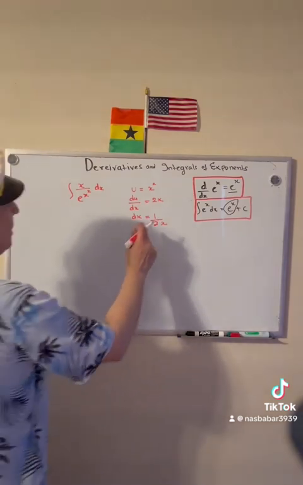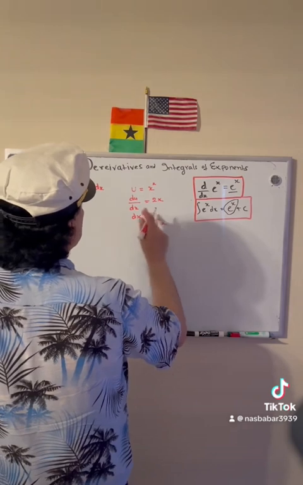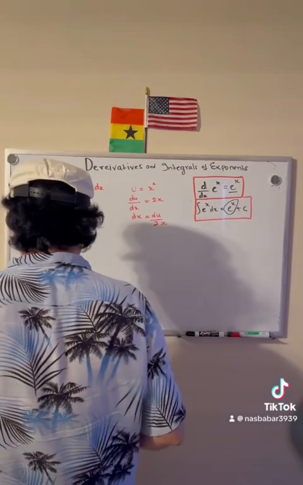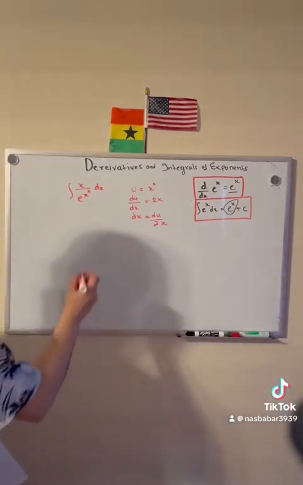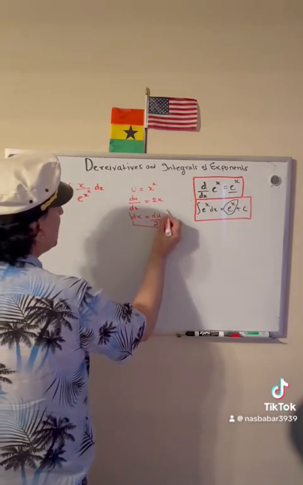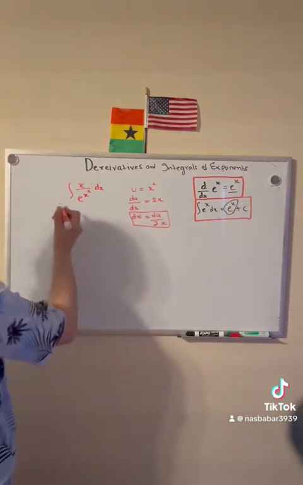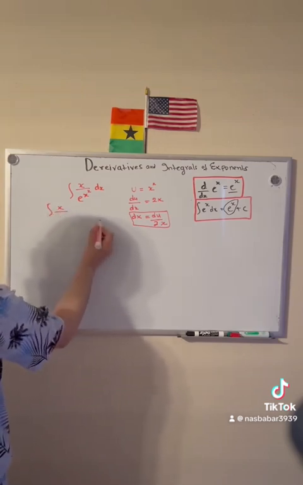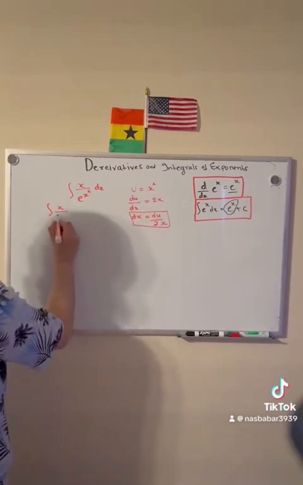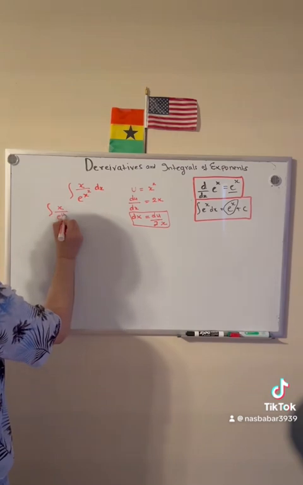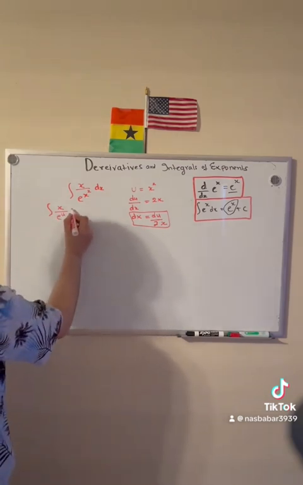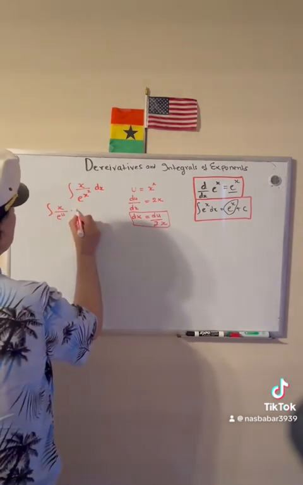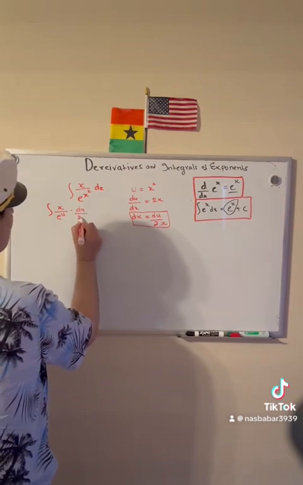All right, and so this is going to be dx equals du over 2x, okay? Remember this one, we're going to need it. Now we can use our substitution. We can say x over e^(x²). We said x squared is equal to u, so x over e^u times, we're going to replace dx with du over 2x.